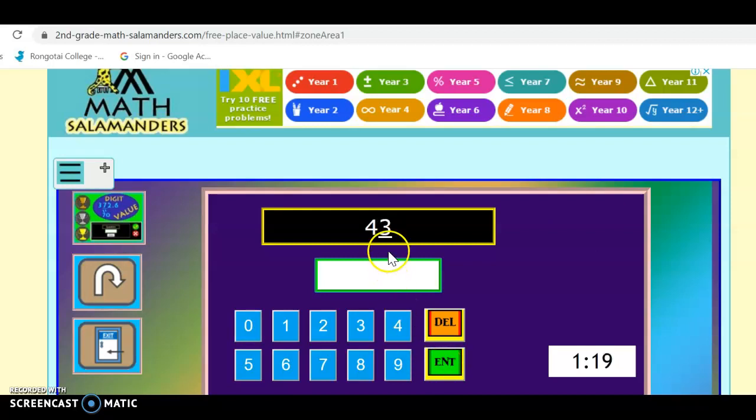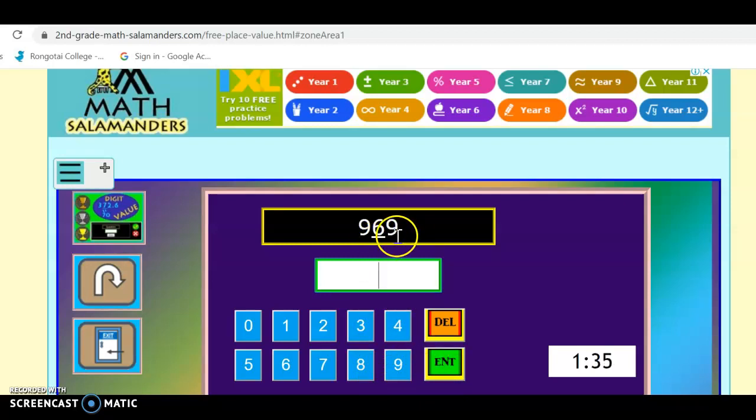43, now the 3 is the one that's got the line. Does that mean 3 ones or 3 tens? If you said 3 ones, you are correct. 3 ones, click 3, enter.